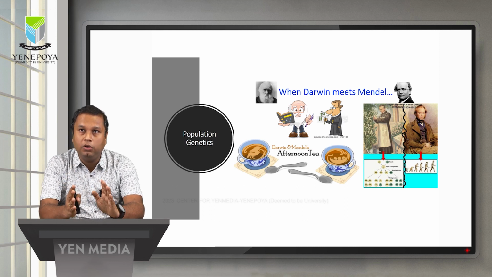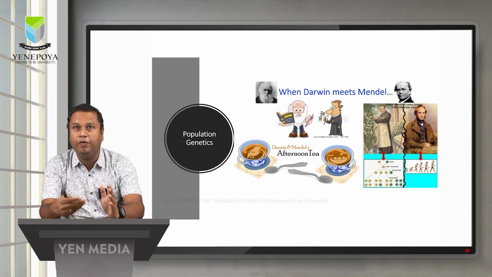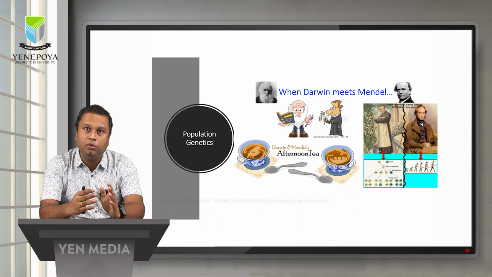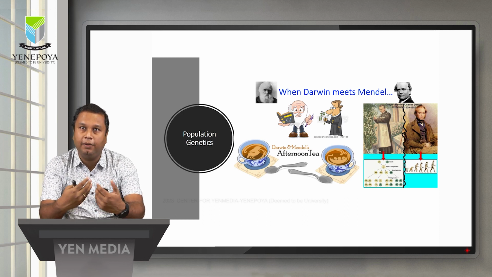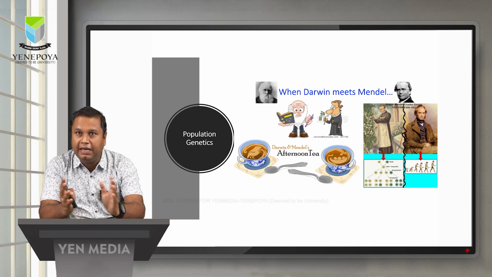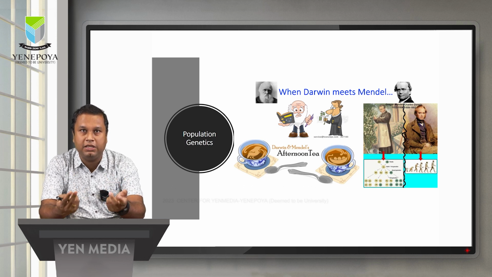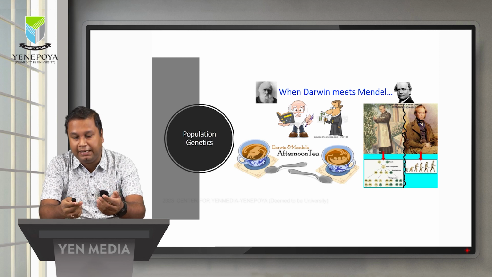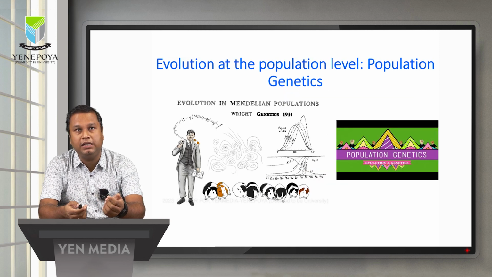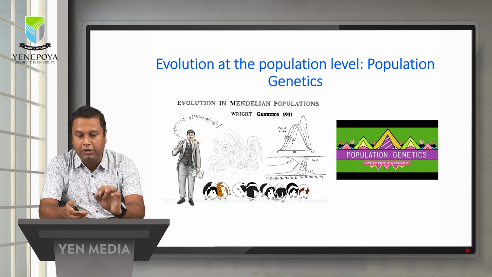So although Darwin knew about variation, he did not know how variation occurs. Mendel knew the process of variation, but he did not know the idea of evolution. So they never met. As a consequence, this afternoon tea, which could have solved the biggest mystery of biology, which is evolution, could have happened long back. But ultimately, the synthesis of these two great theories happened, and that gave rise to the field called population genetics.